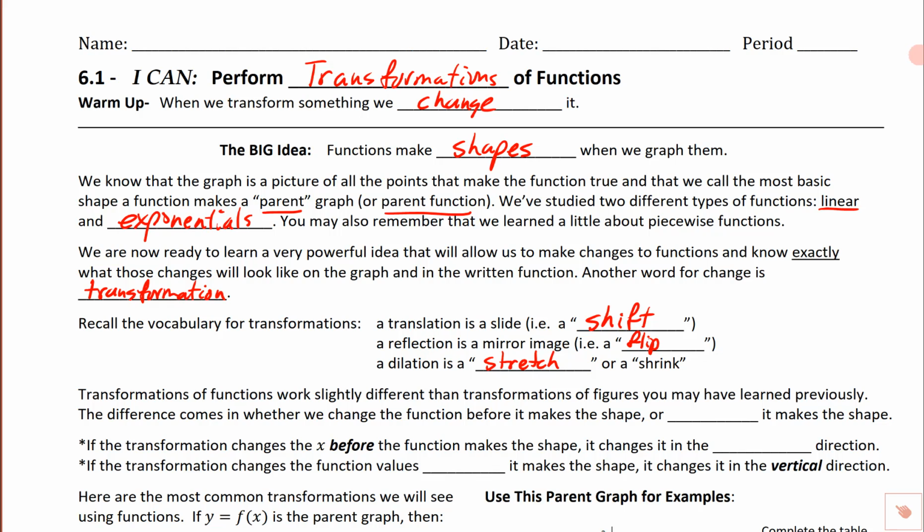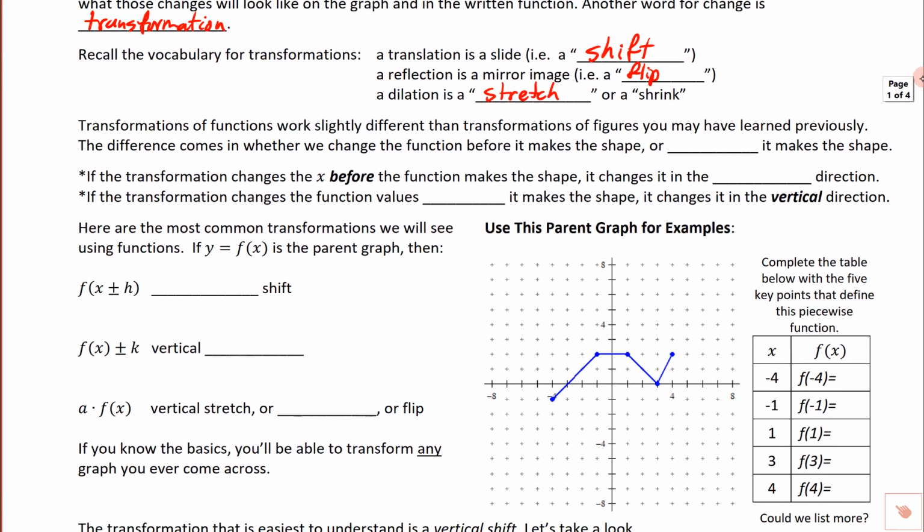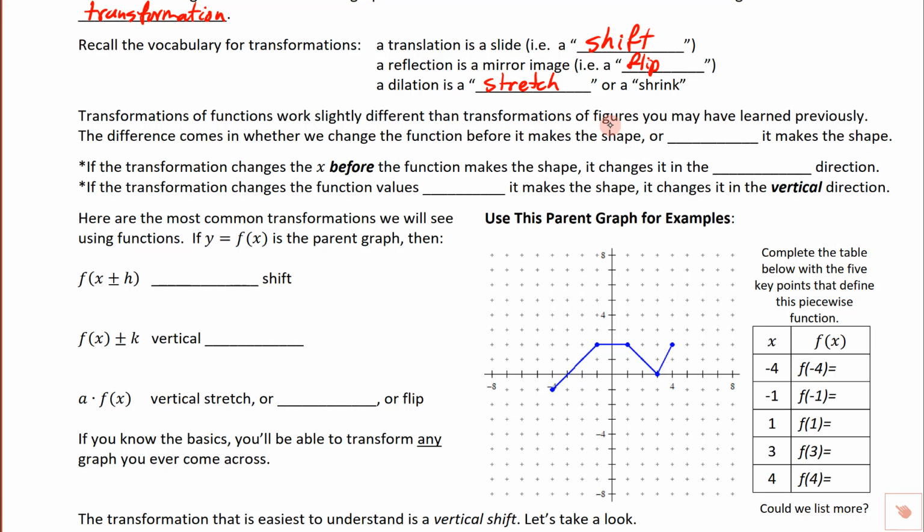Now, transformations with functions work slightly different than transformations with figures that you may have learned previously. The difference really comes here when we change the function before it makes the shape or after it makes the shape. So do we change the function before it makes the shape or after it makes the particular shape that comes from that function?